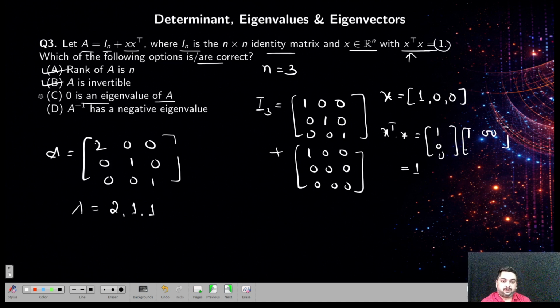0 is an eigenvalue of A. No, 0 is not an eigenvalue of A. A inverse has negative eigenvalues. No. If I take even the inverse, I will not get the negative values. These are the properties. Based on the properties of eigenvalues only, I can find the answers. But if you are confused, you can just check like this.